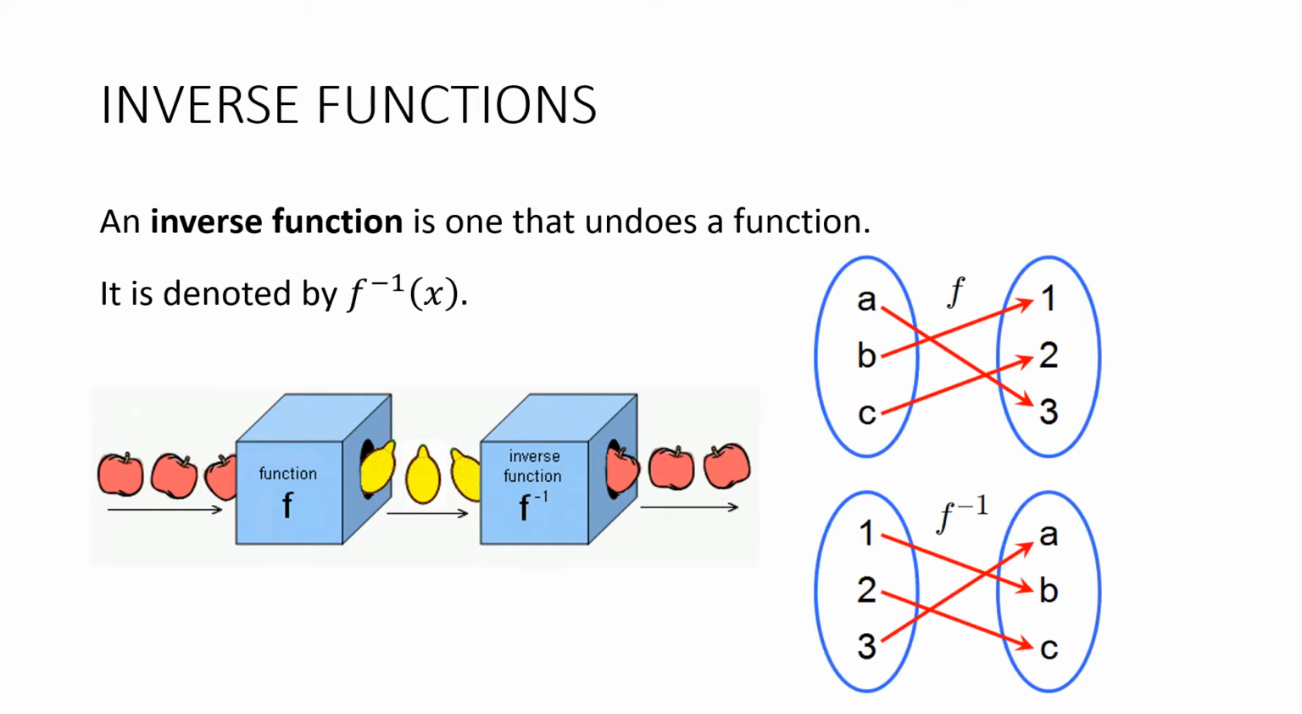Here's another example. So here's the function f. It turns a into 3, b into 1, and c into 2. The inverse will take the 1, 2, and 3 and then turn them back into their original form.